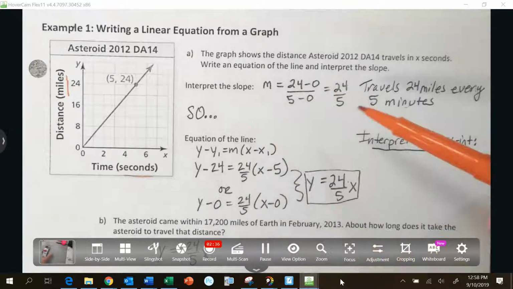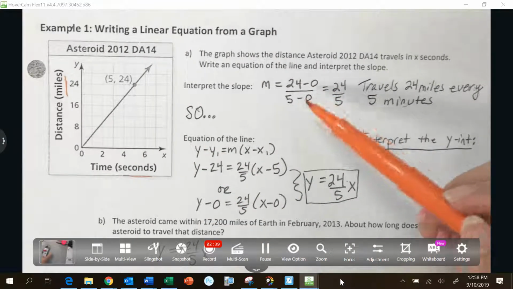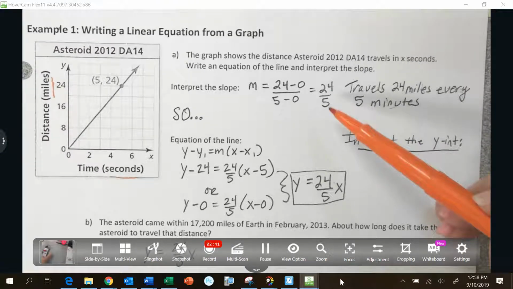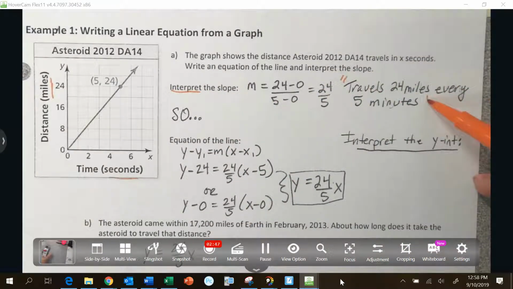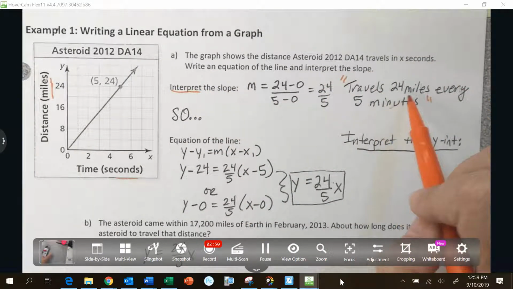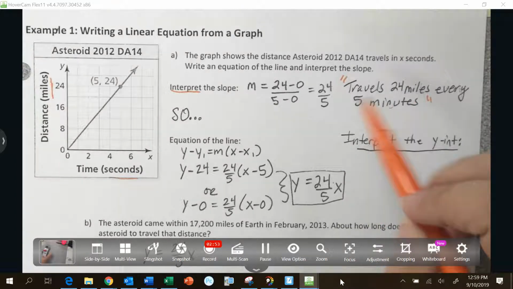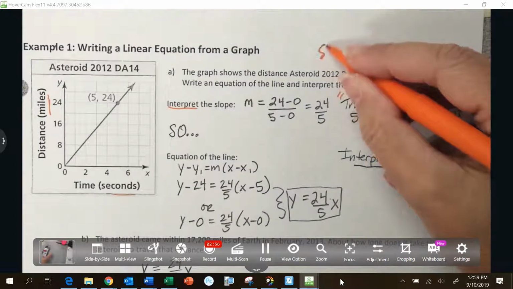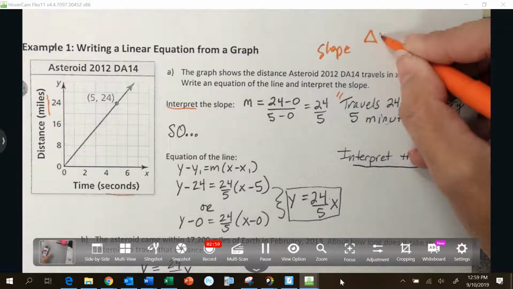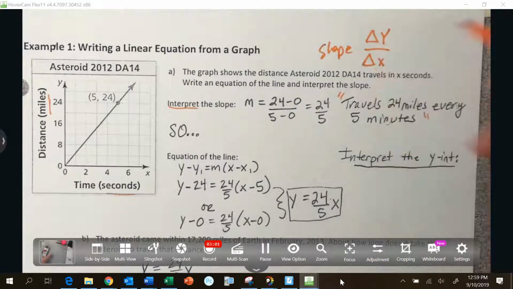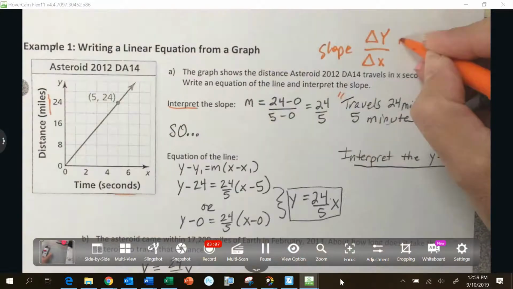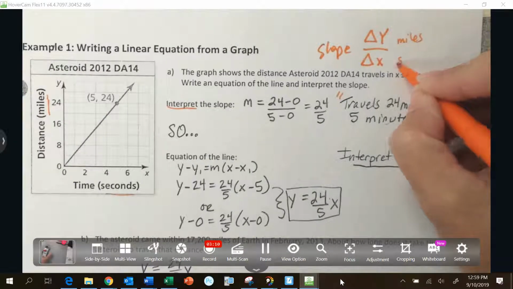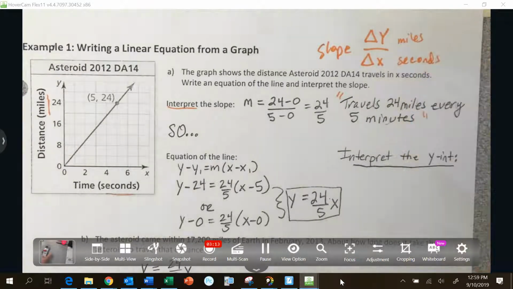So what I did was I found the slope. I used our slope formula and found the slope is 24 over 5. And we're going to interpret that slope. Interpret means we're going to write it in words. This means it travels 24 miles every 5 minutes. Remember, when we do slope, it is the difference in y over the difference in x. So the y values in this picture are miles, and the x value would be seconds. So that's why I talk about the miles.